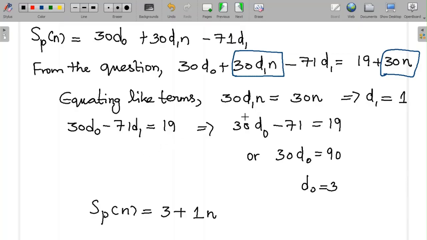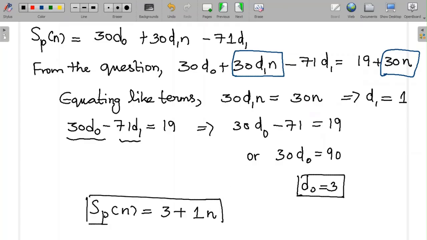Now, if d1 is 1, then when you equate the constant terms, we have 30 d naught minus 71 d1 is 19, or 30 d naught minus 71 itself is 19, or d naught is equal to 3. So we have our answers for d naught and d1. D naught is 3 and d1 is 1. Therefore, the particular part of the solution takes the form 3 plus 1n.